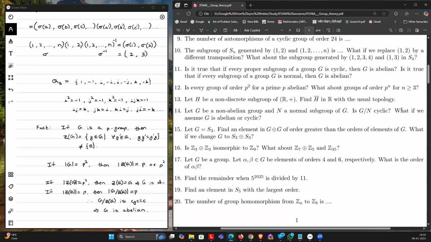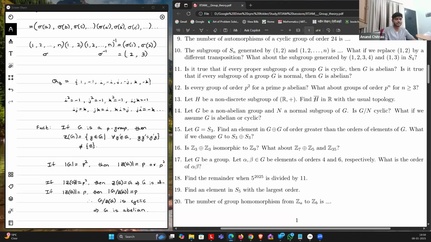Is there a non-abelian group of order, let's say, p cube? Quaternion groups. Yes, sir. So it's not forced that every group of order p to the n for n greater than or equal to 3 is abelian, because of quaternions. The quaternion group's cardinality is 8, which is 2 cube.